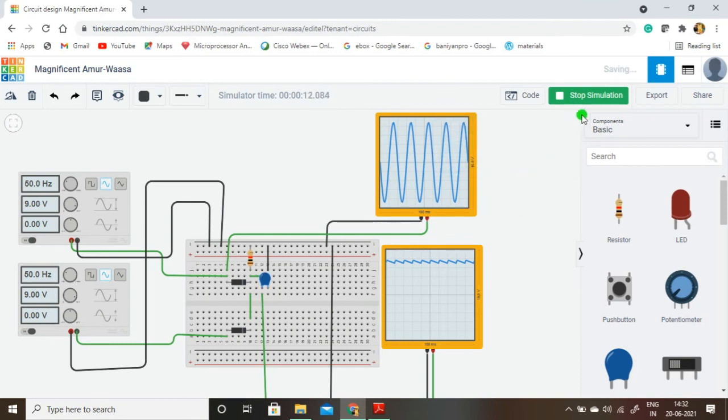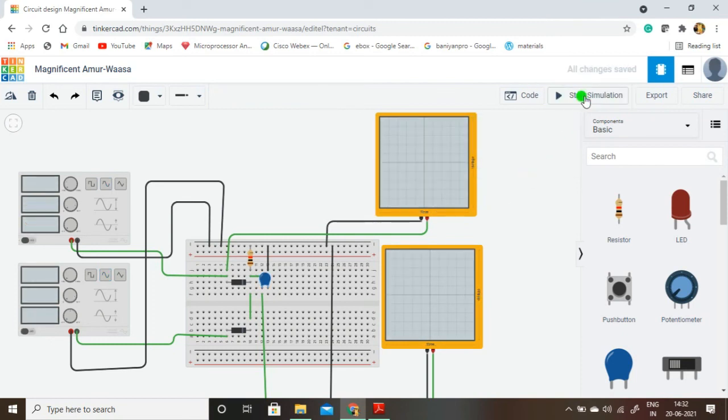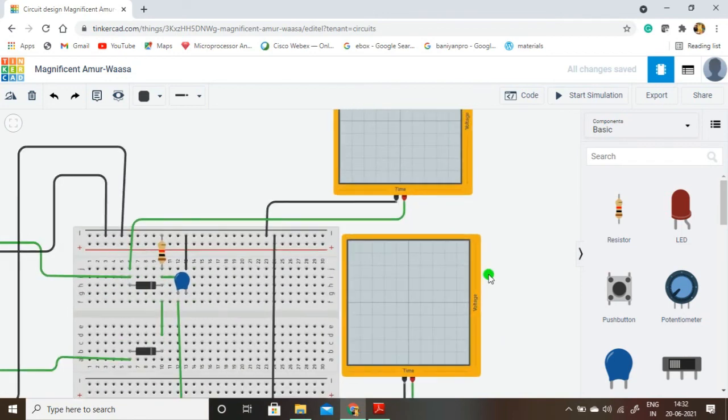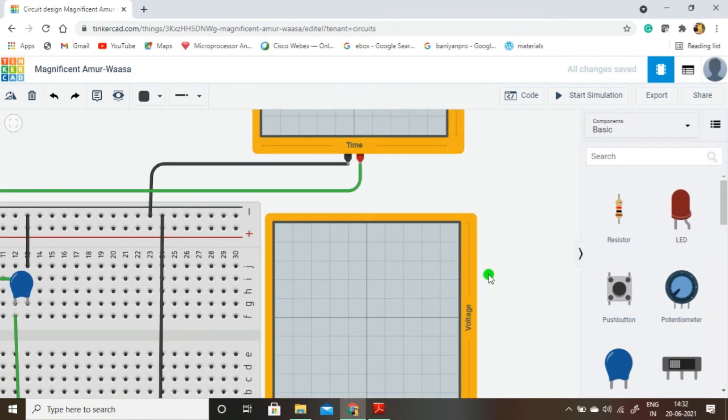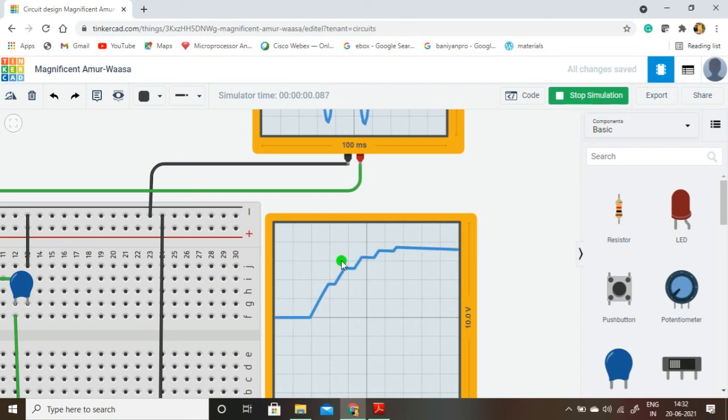Now we are going to increase the capacitor value to 1000. What is going to happen? We are going to get a DC signal. Okay, start the simulation. After changing the capacitor value, once again we click start the simulation. We are getting nearly a DC signal, the straight line.